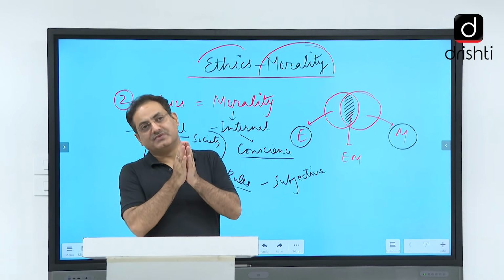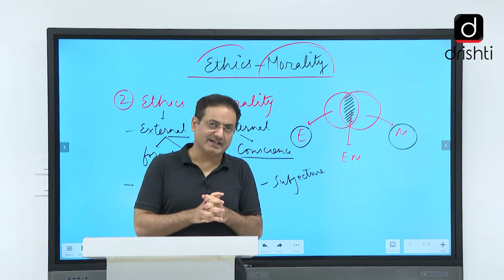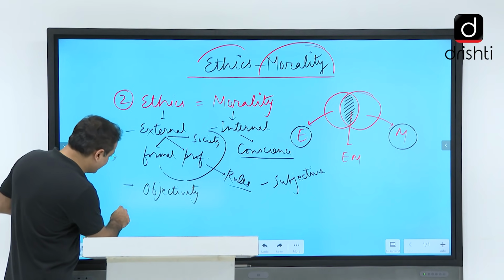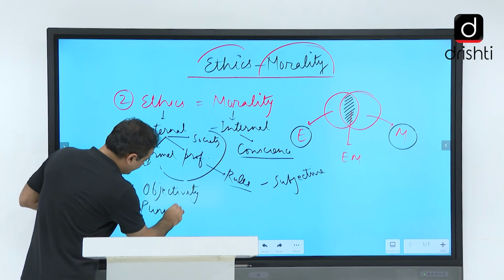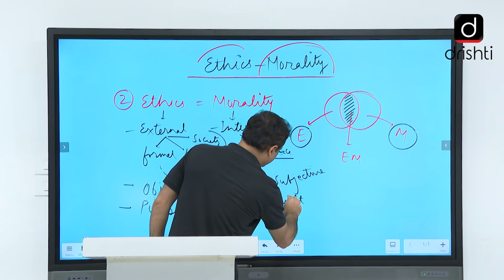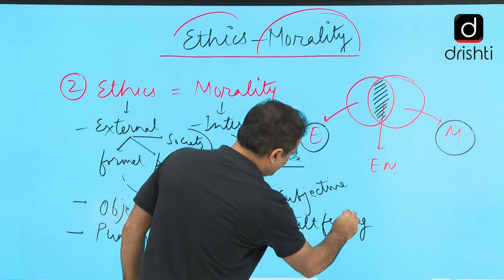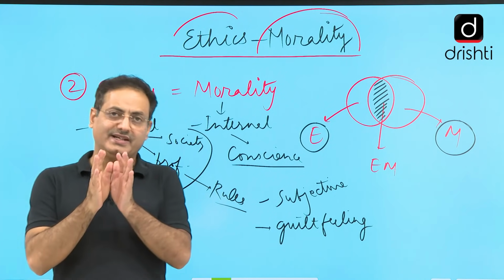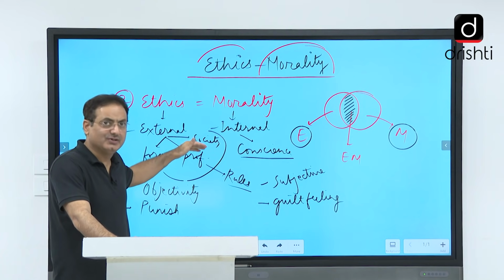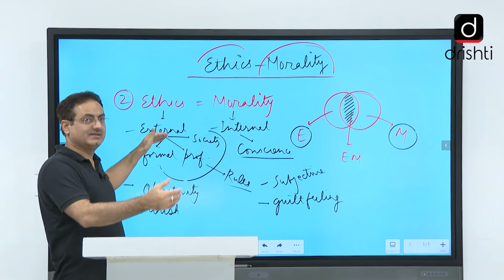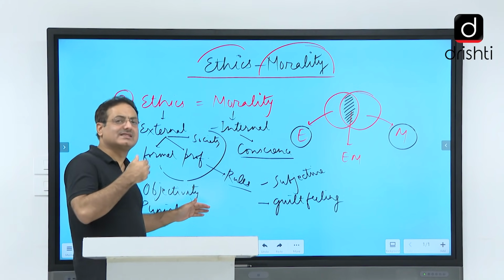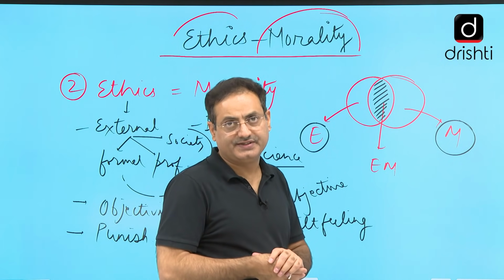So in ethics, a kind of objectivity is always there. In morality, a kind of subjectivity is always there. And this is the major difference. When you don't follow ethics, there can be a punishment. But when you don't follow morality, you generally go through a guilt feeling, and that guilt feeling pressurizes you not to do the same thing again. So, in a nutshell, ethics is the morality of the organization, of the society, of the formal setups, which is external to us, which is objective for all the people who are following that, and which is in some sense punishable if we don't follow that.